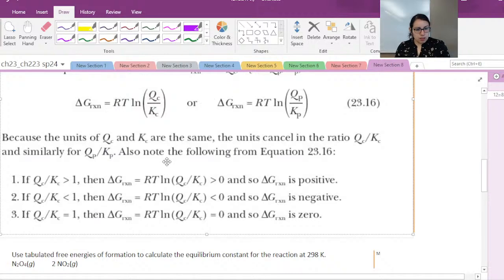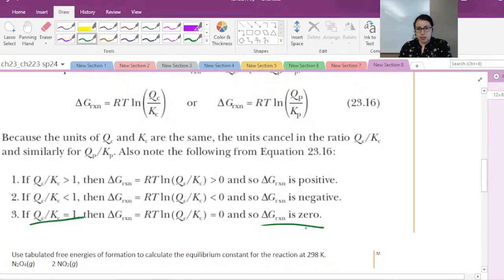And so now from this we can see, if our Q over our equilibrium constant is greater than 1, so too many, we're past our equilibrium point, then the natural log is going to be greater than 0, so our Gibbs free energy is positive, non-spontaneous. And then, like we saw before, if our Q is less than our equilibrium constant, then the reaction still has to occur. So this will be negative. So our delta G is negative, so spontaneous, so it's going to occur in the forward direction. And again, if they're equal to each other, we're at equilibrium.